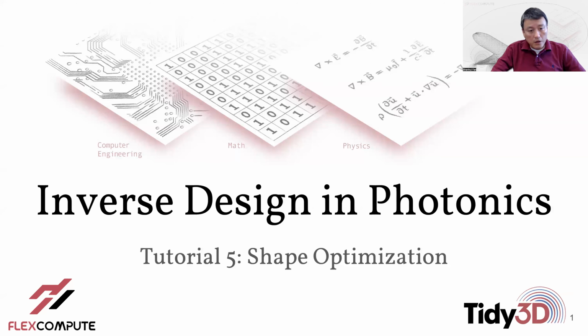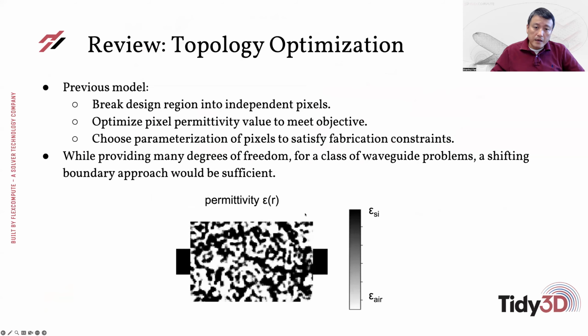Today we'll continue to talk about inverse design in photonics and to talk about a set of optimization techniques that we call shape optimization. As a brief recap of what we did last time, we started this discussion about trying to design a photonic device for a specific objective.